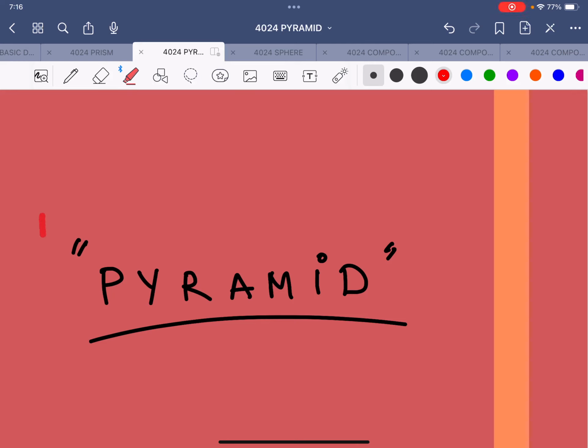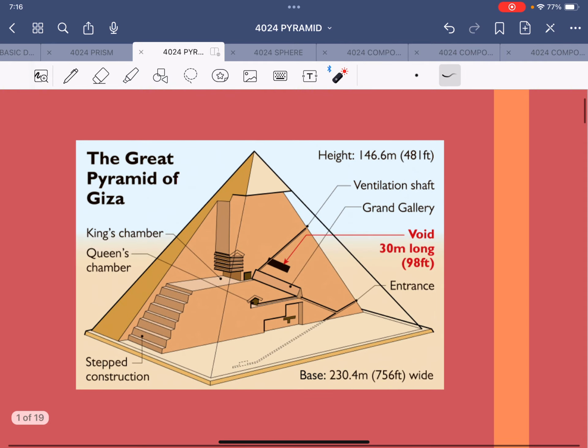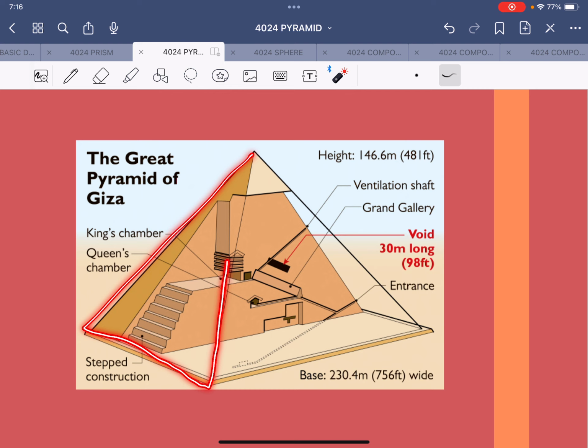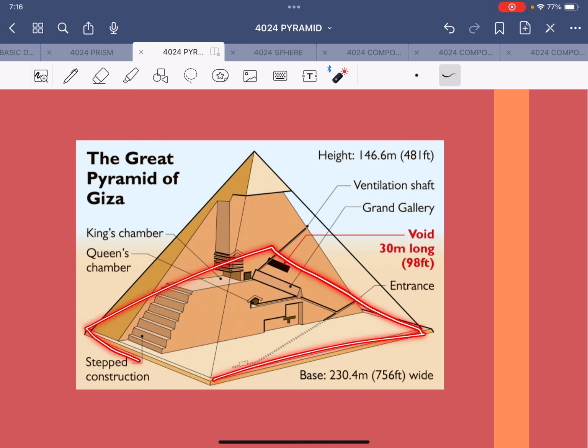Let's get started with the story of a pyramid. Now, we know that a pyramid is a 3D figure. We all are aware of the Great Pyramid of Giza and other pyramids that are in the world. We are interested in the mathematics of pyramids. We are interested in triangles. We are interested in the base of the pyramid.